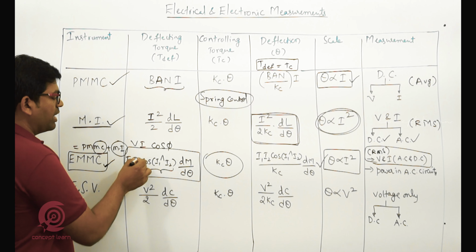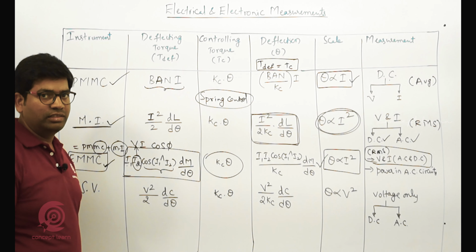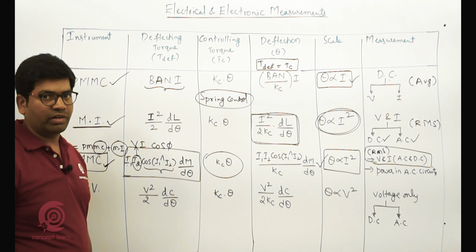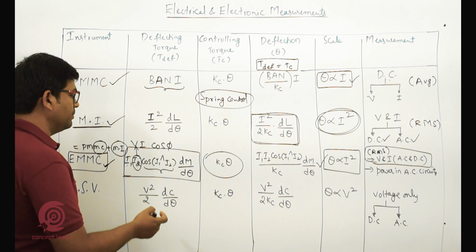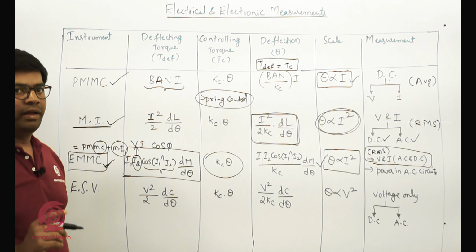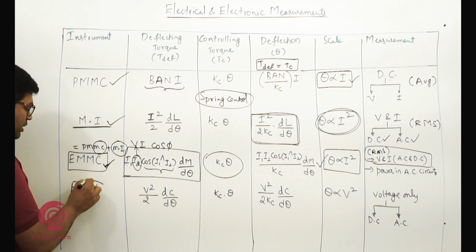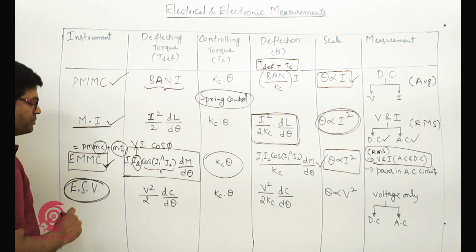If you are able to convert one current into the form of voltage, then directly the instrument is used to measure the power consumed by the load in AC. That is the reason why EMMC is preferred to measure the power in an AC circuit. What about ESV? Means electrostatic voltmeters.